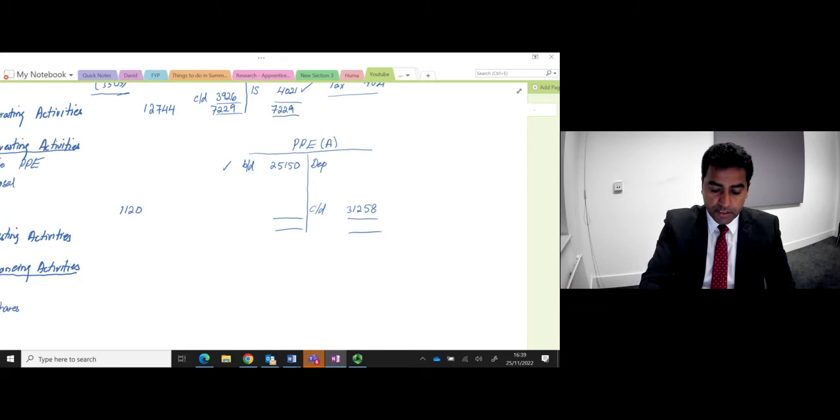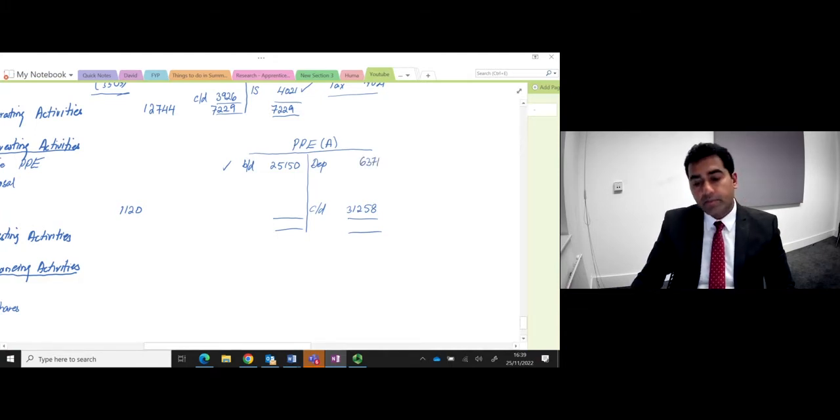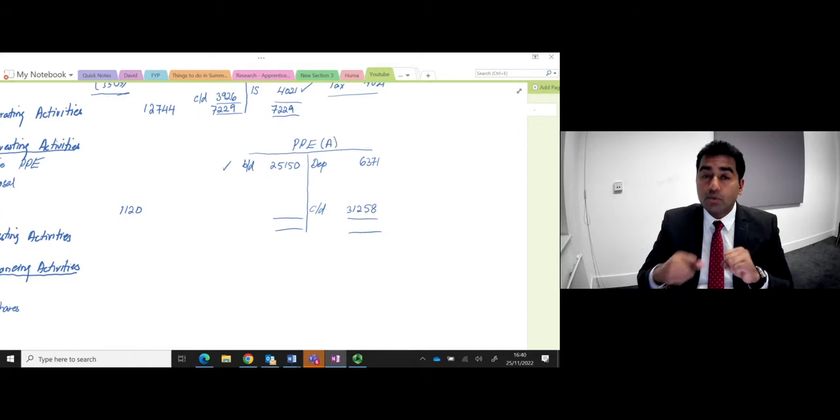So the depreciation is 6,371. Now remember that this depreciation of 6,371,000 is the total depreciation for the number of years. So it also includes the depreciation that relates to the asset which has today been disposed of.